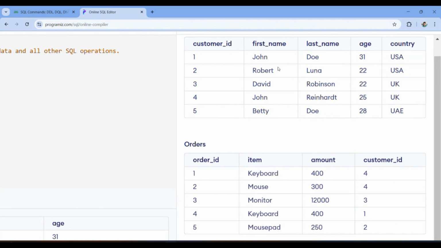John? Which John? John Doe or John Reinhardt? John Reinhardt, right? So who has bought the mouse is customer ID 4, and the fourth customer ID is John Reinhardt, right? That is your joins. If you know what is happening here, you will be able to understand your joins also.